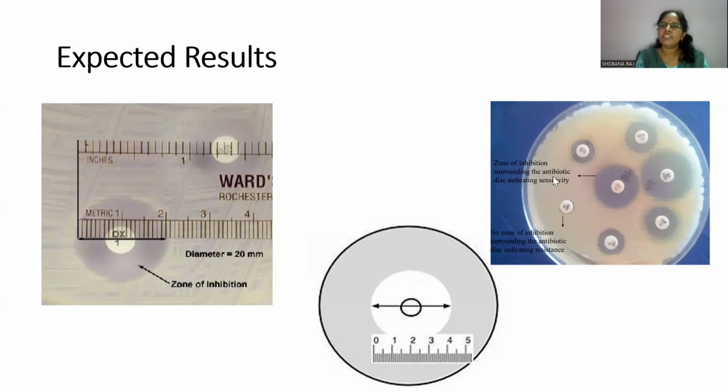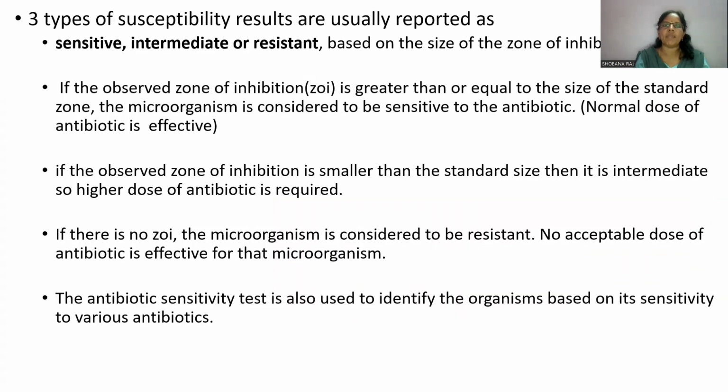So the zone of inhibition around the antibiotic disc indicates sensitivity. So here you can see the zone of inhibition. And here there is no zone of inhibition. So this is usually measured using a scale. Here you can see how the measurement is done using the scale. Here it is measured and the diameter is about 20 millimeters, and this is referred to as the zone of inhibition. So this is the expected result of this experiment.